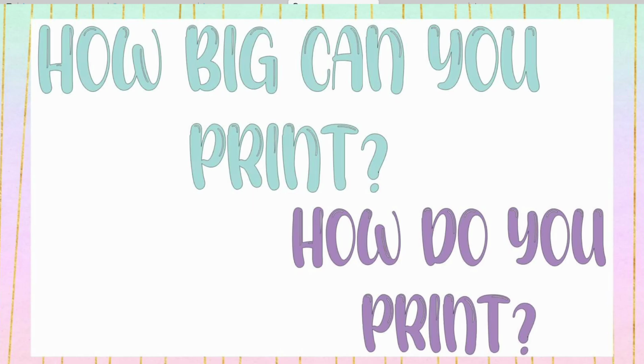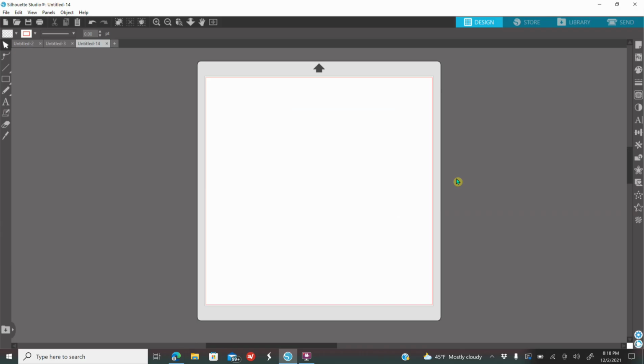All right, next question is, how big can you print and how do you print? I know a lot of people get confused: I don't understand, how do you print from Silhouette Studio, or how big can you print? The good thing about Silhouette Studio is that you don't have any printing limitations from the software. I think that's the one thing Cricut does have, that you can't print as big. Well, with Silhouette Studio, you do not have that problem. In Silhouette Studio, you can print as big as your printer allows if you are printing from home.